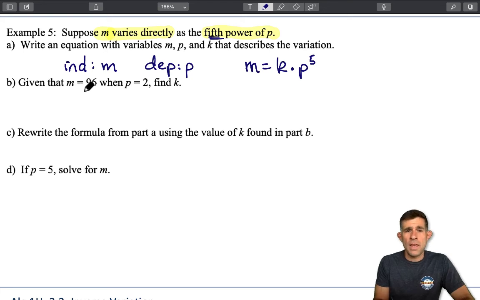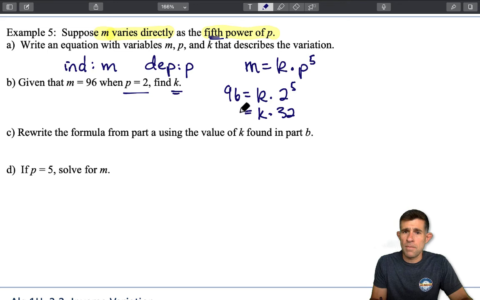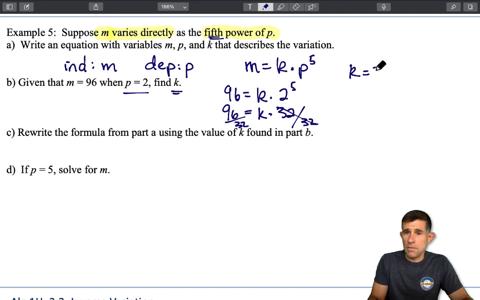All right, we're told that m is 96 when p is 2. We now need to find our constant of variation. So let's substitute in those values into our equation. 96 is equal to k times 2 to the fifth. And let's solve for k. Well, 2 to the fifth is 32, so that's 32 times k is equal to 96. Next, we divide both sides by 32 in order to get k by itself. K is going to be equal to 3.